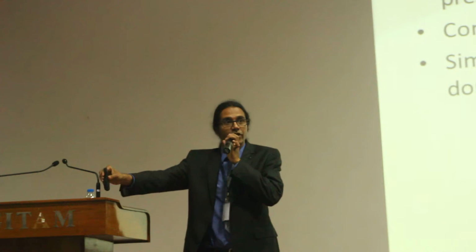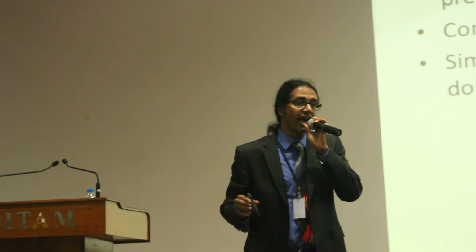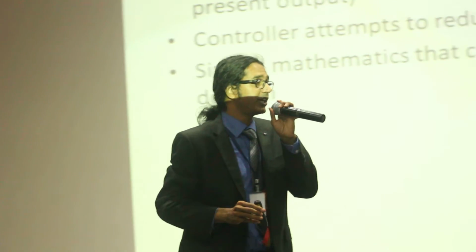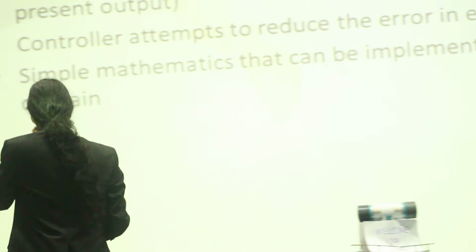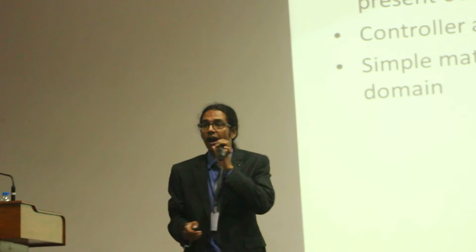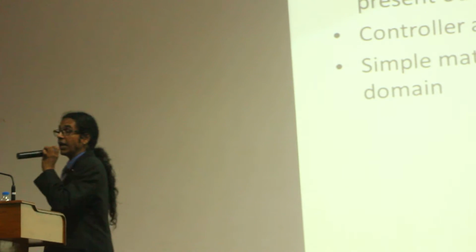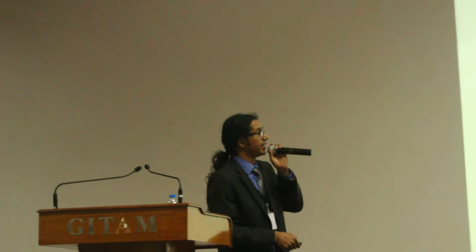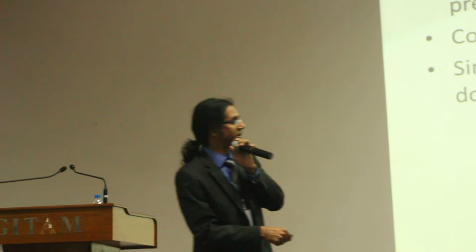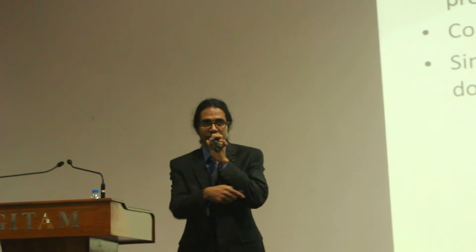Correct? So at every instantaneous point of time, there is an instantaneous error. Am I right or wrong? Correct? So this control algorithm works only on error and tries to make that error near to 0. That is the basic of a PID, okay? And the controller tries to reduce error in every iteration. Simple mathematics can be implemented in digital domain. I'll tell you what this digital domain is later on, just in some time.